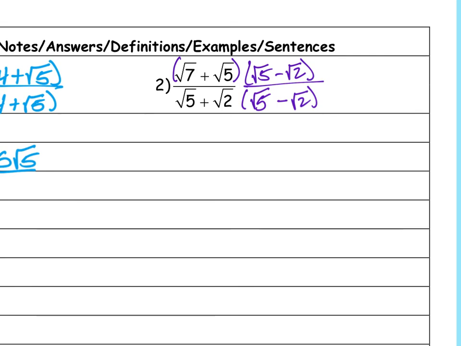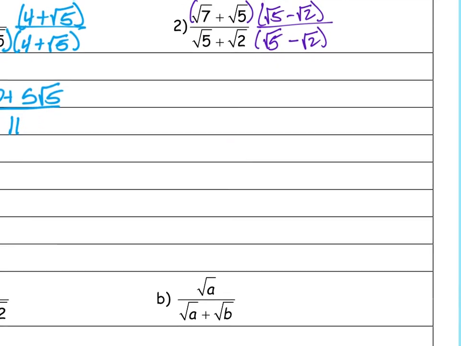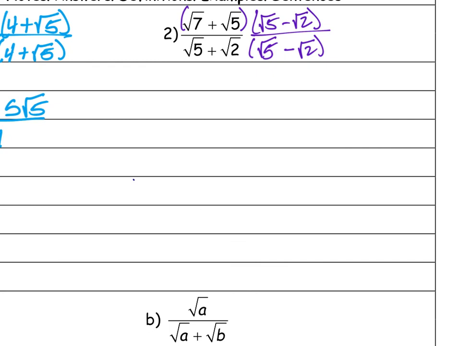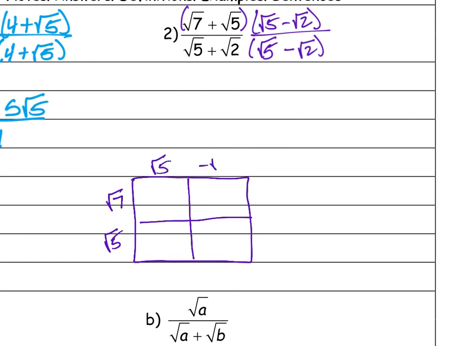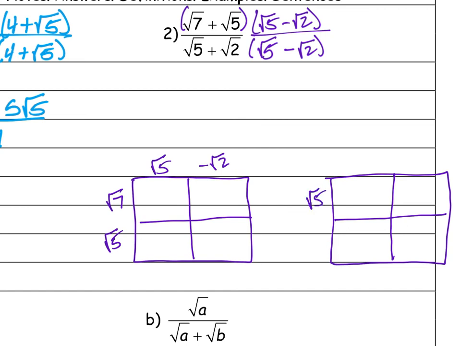So I gave myself plenty of room. You can do the FOIL or the box method. I don't care. I like the box method just because it's a little organization. Square root of 5, and then we've got the square root of 5 minus the square root of 2, and then we have the second. I'm just going to go ahead and set both of them up right now so I can do the multiplication really quick and easy. So I've got the square root of 5 plus the square root of 2, and the square root of 5 minus the square root of 2. Okay, so let's multiply them.